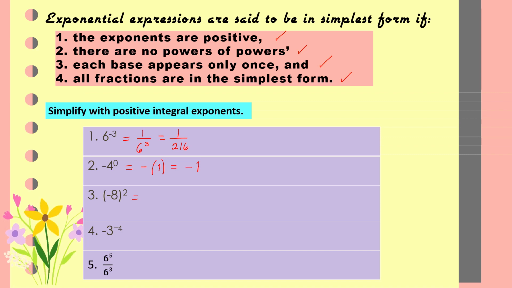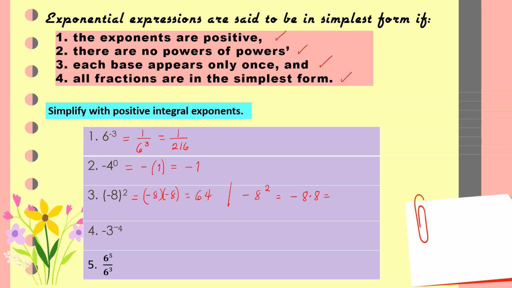We have negative quantity, negative 8 raised to the second power. So, you will have negative 8 times negative 8 yan. So, you will have positive 64. It is different if we have negative 8 squared. So, this is equivalent to negative 8 times 8. So, which is equivalent to negative 64.